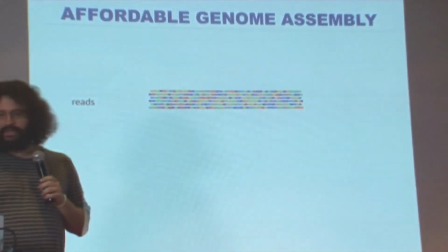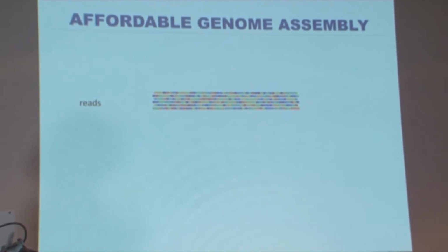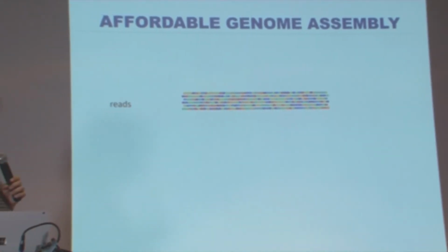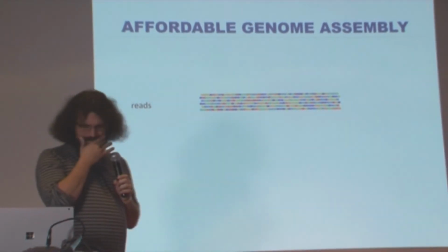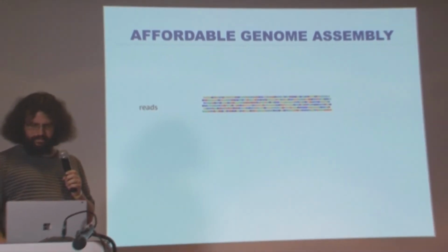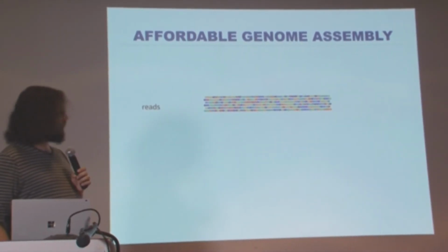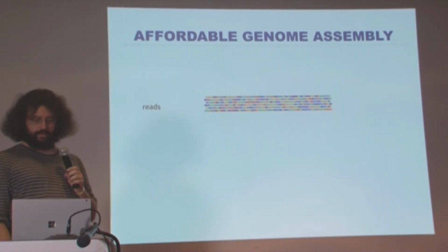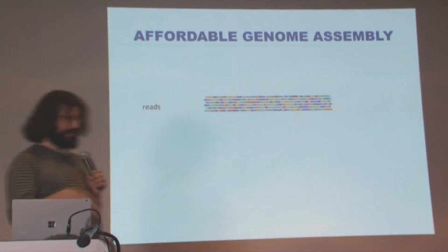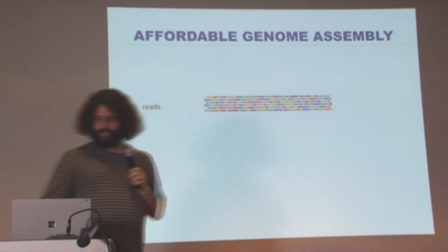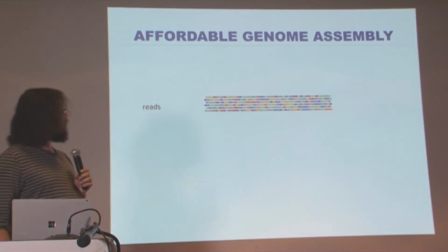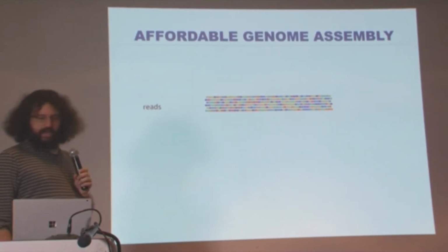So let me describe this to you. People have been trying to assemble genomes for a while. The first time a mammalian genome was assembled was the Human Genome Project. That took like 30 years and $4 billion.